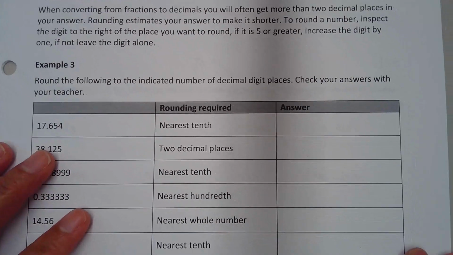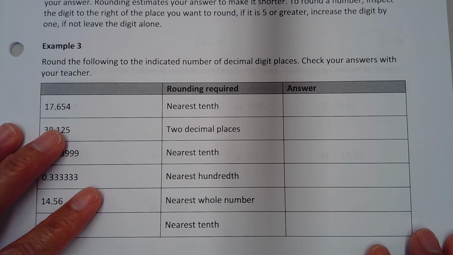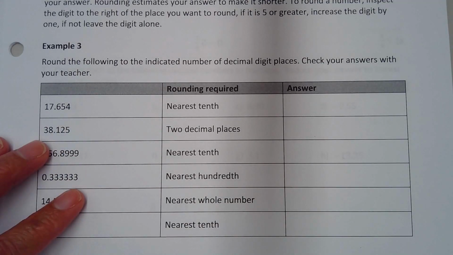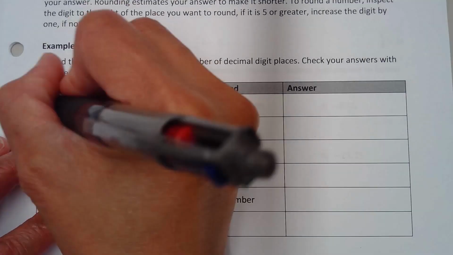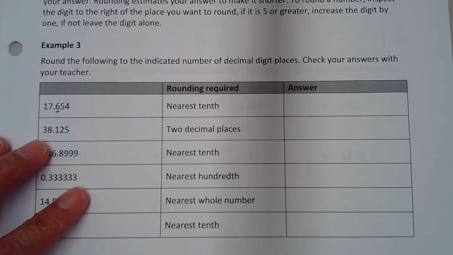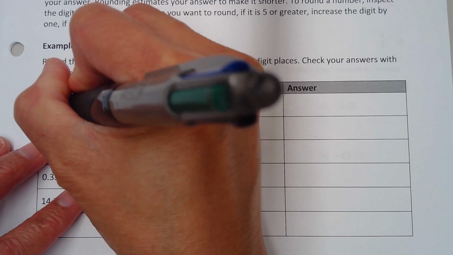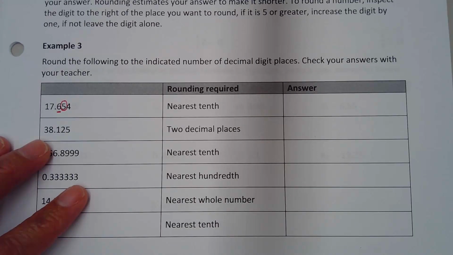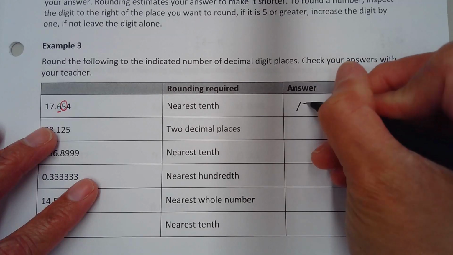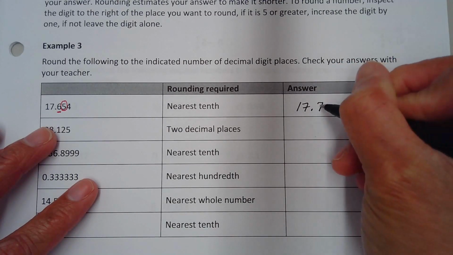Okay. So let's start with this one, rounding 17.654. We're going to round it to the nearest tenth. How many decimals is the nearest tenth? 1 decimal. We're going to go 1 decimal right here. To round it properly to 1 decimal place, we look at the next number. If the next number is 5 and up, you round up 1, you add 1 to it. So that would be 17.7.